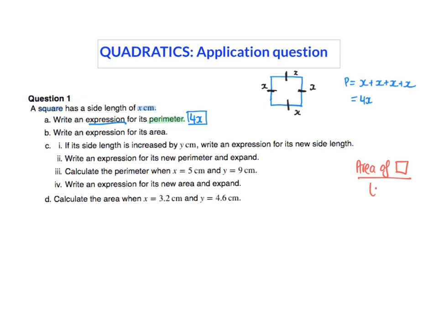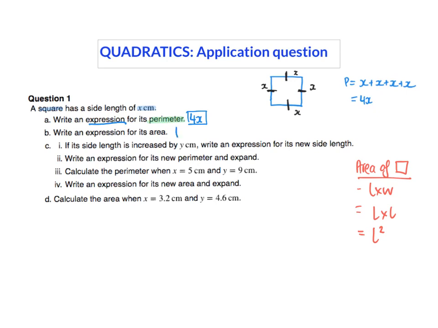Yeah, good. You could say length times width, but in a square, the lengths are the same, aren't they? So we could say it's length times length. And do you know what's another way of saying something times itself? Could I write that as, pardon? What did you say? Yeah, excellent. Well done. Sorry, I just didn't hear you. Yeah, so there we go.